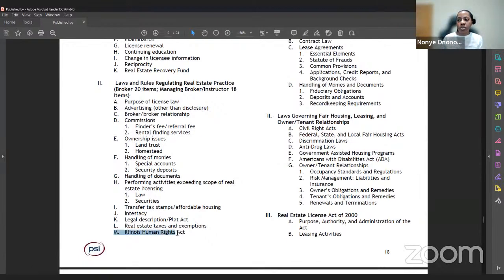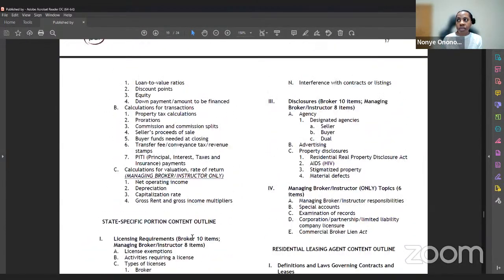And of course, the last one here, Human Rights Act. Please remember all the protected classes in Illinois as well, because that's huge right now, essentially. So you'll probably get a question or two on that.